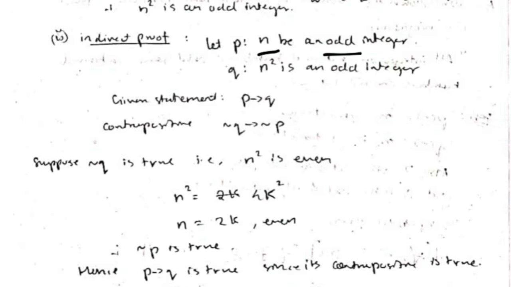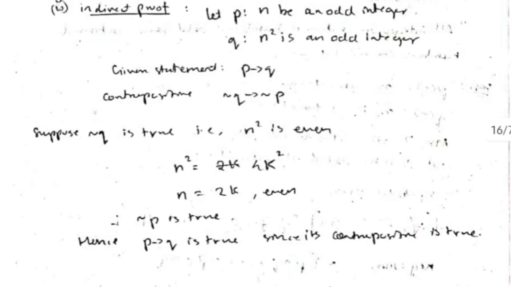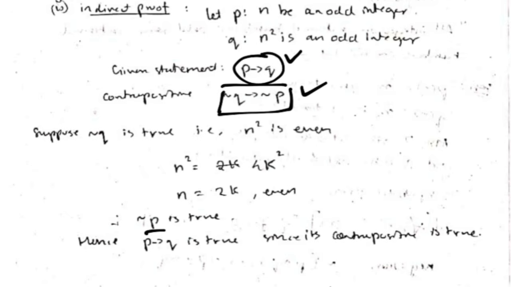What was p here? We had considered p as an odd integer, right? So we got not p. That's what we had to get in the contrapositive, and since the contrapositive is proven to be true, the given conditional statement is also true. So this is for the indirect proof.